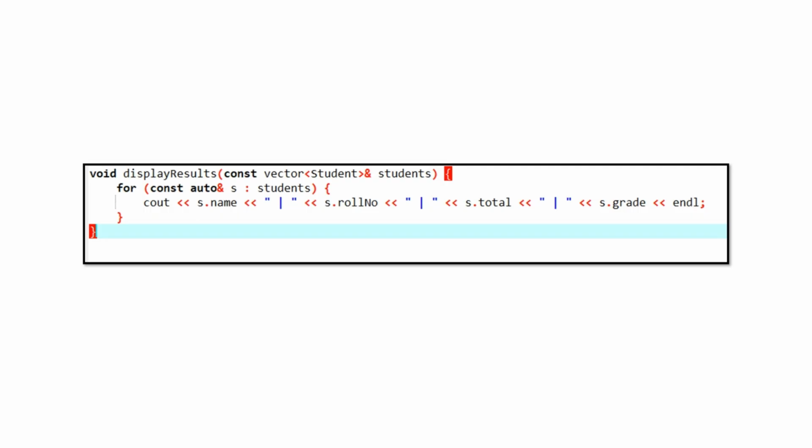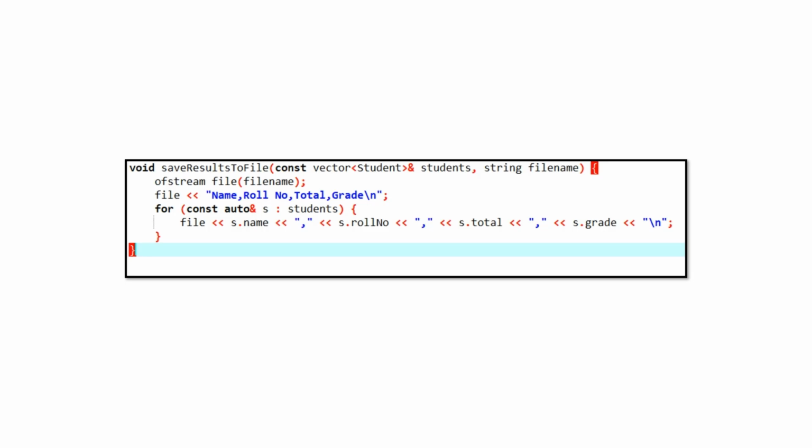Next one is the display result function. This function presents the processed data to the user. It loops over the list of students and prints their name, roll number, total marks, and final grade in a structured format. This is very useful for the teacher to quickly review the performance of the entire class.